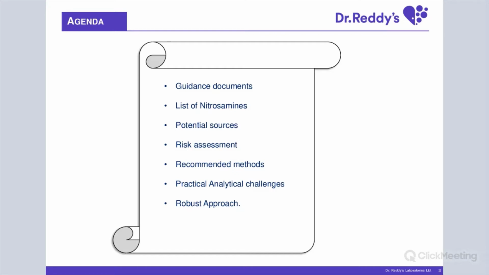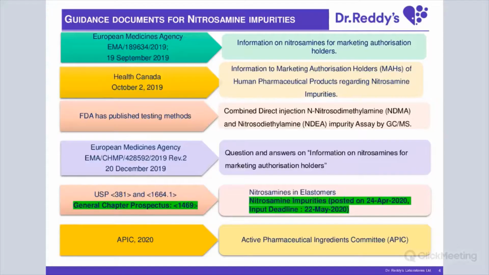So in this presentation, I will talk very briefly on the guidance document. Sorry, I am getting a lot of echo. No problem. In this presentation, I am going to cover guidance documents, the list of nitrosamines and what the potential sources are, risk assessment, recommended methods, what the analytical methods are, and what practical challenges we see, and what the suggested robust approach is.